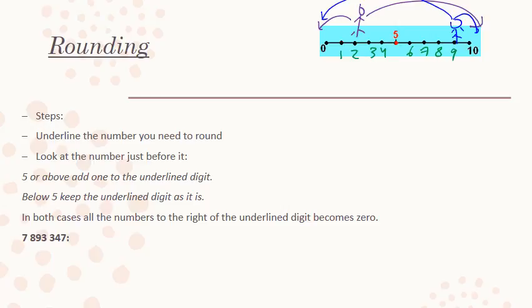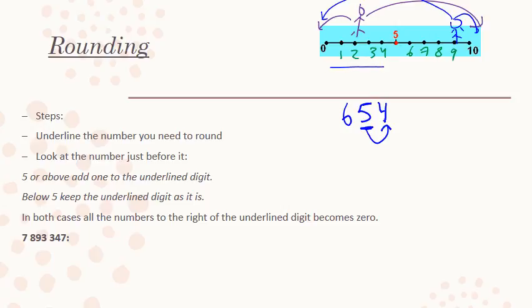This is called rounding. So when I need to round, I need to check where the number is close to. Is it close to the number just before, or is it close to the number just after? For example, suppose I have 654 and I need to round the 5. I just underline the 5. This is the first step, that you need to underline the number you are trying to round. The second step is you look just before the 5. What do I have? 4.